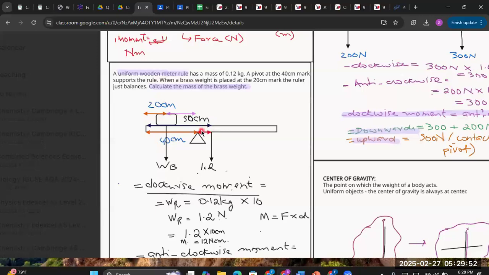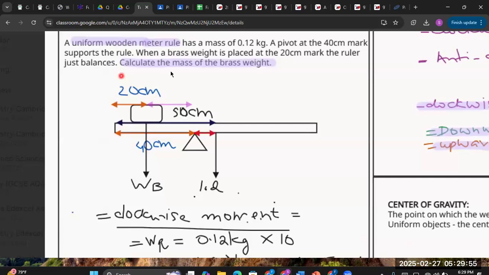Can you just repeat how you got 50? Yes. 50 centimeter I am getting because this is a uniform meter rule, and this is the mass of the meter rule, 0.12. Remember this, for any uniform object, the weight or the mass is always at the center. Whatever uniform object you want to take, the mass is always at the center of the object. So this is a meter rule, which is a total of 100 centimeter. So the center of it will be 50 centimeter. That's how I got the value. Okay, so just the center of the ruler, that's it.